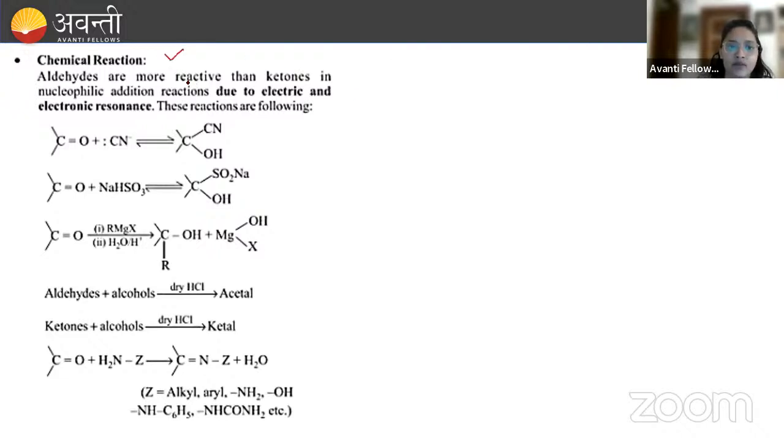So aldehydes, which is more reactive, aldehyde or ketones? Aldehydes are more reactive than ketones in nucleophilic addition reactions due to their electronic and resonance effects. So these reactions are following.